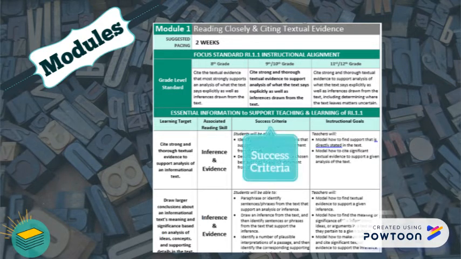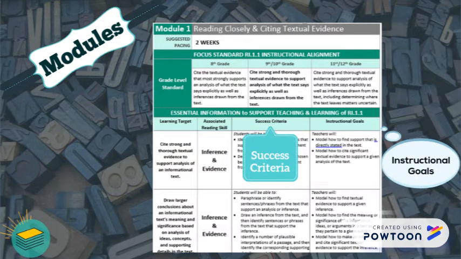The success criteria and instructional goals are aligned to the learning targets to help you plan effective instruction. The success criteria define what students should be able to do as a direct result of teacher instruction. The instructional goals define what teachers need to do in order to meet the demands of the specified learning target.